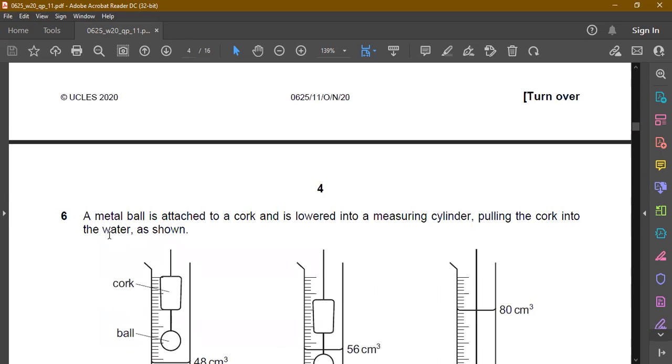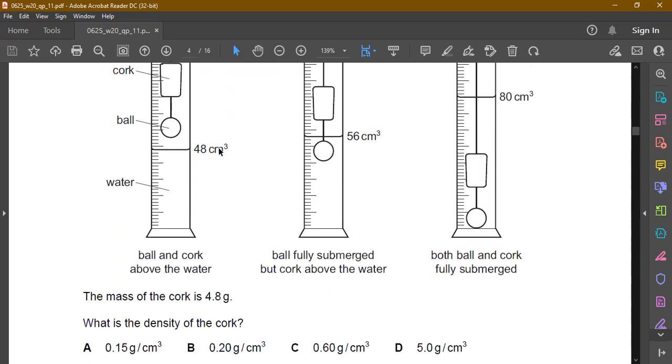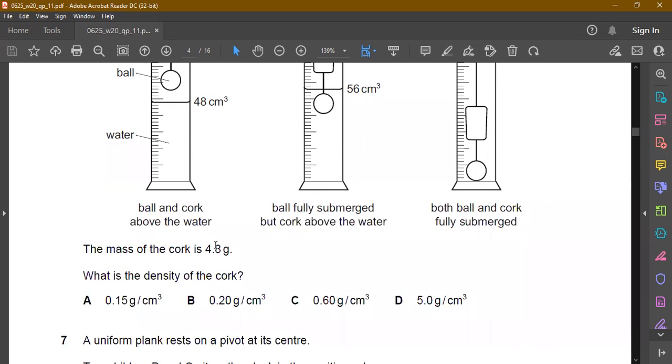Continue. Number 6. A metal ball is attached to a cork and is lowered into a measuring cylinder, pulling the cork into the water as shown. The mass of the cork is 4.8 grams. What is the density of the cork? Here, remember the equation to find density?